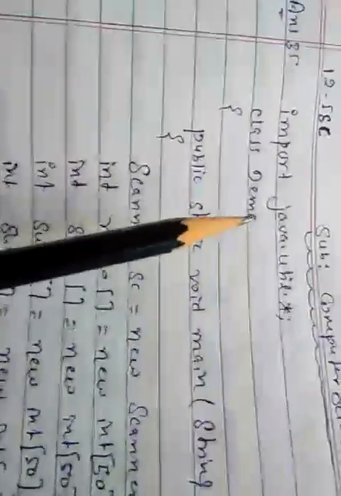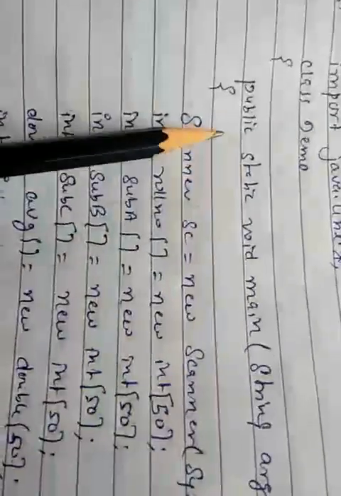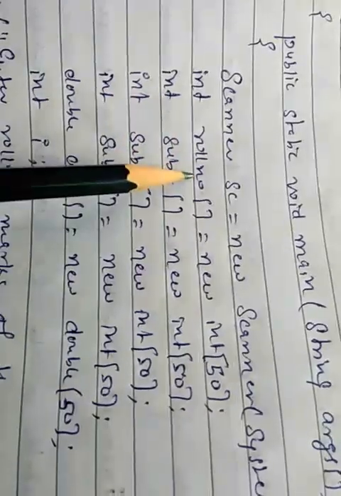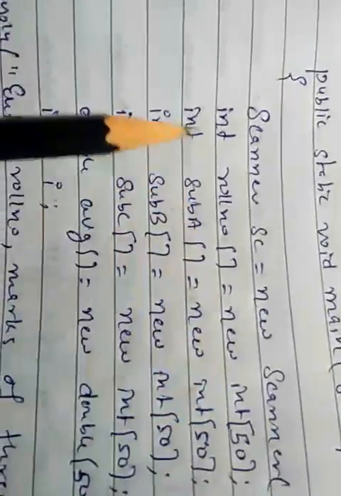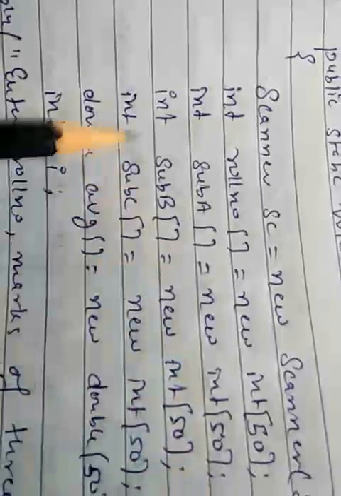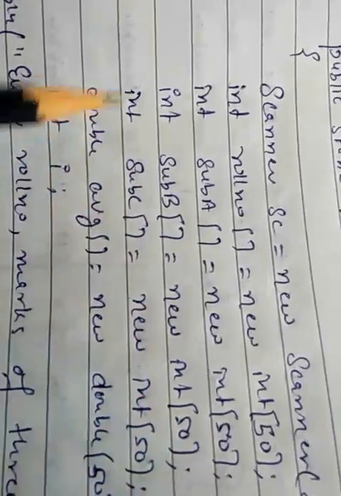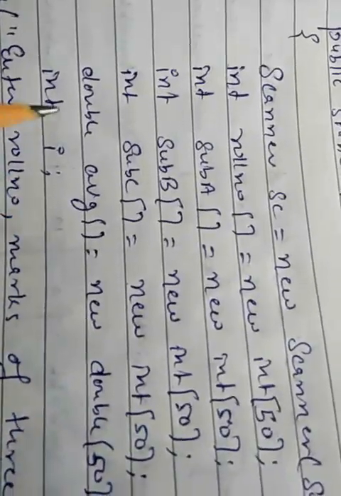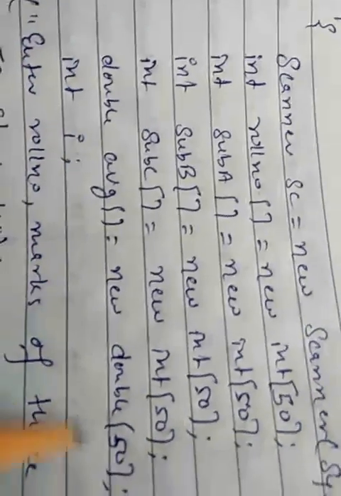So here is the solution of question number 35. Import java.util.*, class demo. There is a function public static void main(String args). Declare the object of class Scanner. Integer roll number of size 50, integer subject A size of 50, integer subject B size of 50, and integer subject C new int of size 50. For calculating the average, we are taking double average new double of size 50, and for executing the loop there is the variable i.